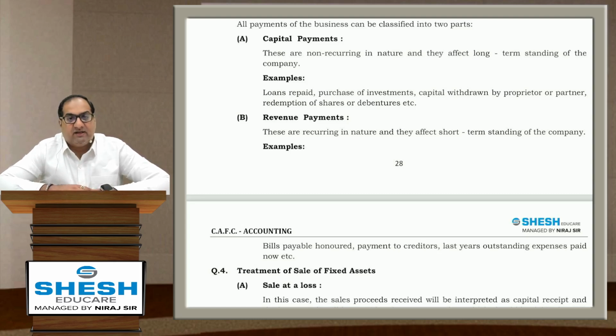Last year's outstanding expenses paid in the current year. If you're paying in the current year for the current year, it's a revenue expenditure. But if you're paying in the current year for last year, it is not a revenue expenditure of the current year. Come on, boss, but it's a payment. Not affecting the long term, but affecting the short term. So it is called revenue.